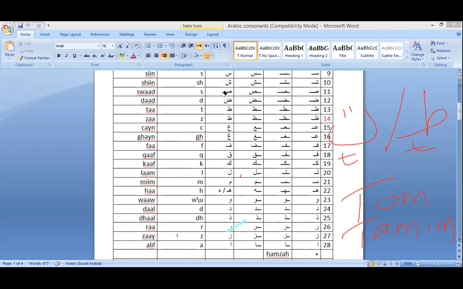Okay. Again, you can see the difference between these two letters, Ta and Ta. They are totally two different letters, Ta and Ta. Good. Let's see the other two.